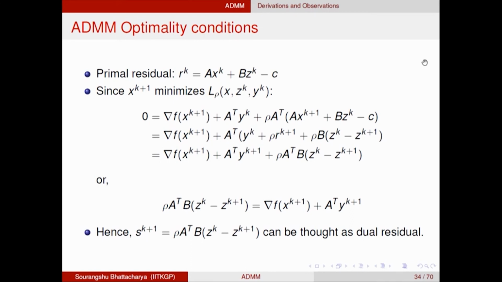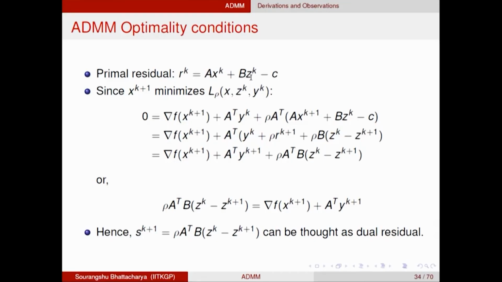So what must you check for ADMM to converge? How will you check that ADMM is converging? The answer is, you have to check this primal residual. At every step k you compute this, R k. So you compute the primal residual. If the primal residual is not 0, then what is happening?